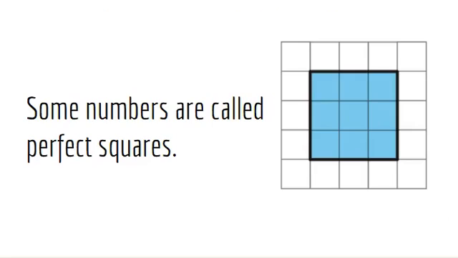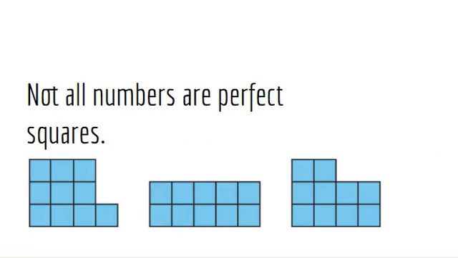Some numbers are called perfect squares. Now there's some reasoning behind that. Here we've got a square that has equal sides. So this would be something that would fall into that category. Not all numbers are perfect squares. These make other shapes. We do make a rectangle, which is not a perfect square. But remember, with the definition of a square, we're talking about something where all four sides are equal with right angles.